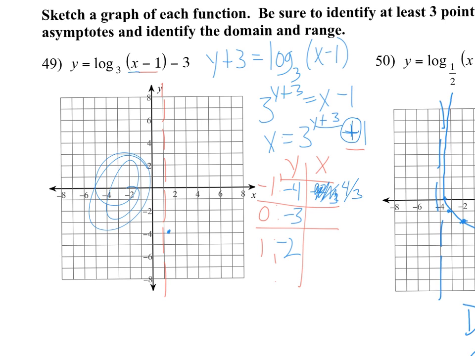Okay, next point. 3 to the 0 is 1, plus 1 is 2. So that means x is 2, y is negative 3. So 2, negative 3. And then we're going to plug in the next one, so we get 1 in the exponent. 3 to the 1 plus 1 is going to be 4. 4, negative 2. And now we can see our quintessential log curve come out of that. What a beautiful curve that is.